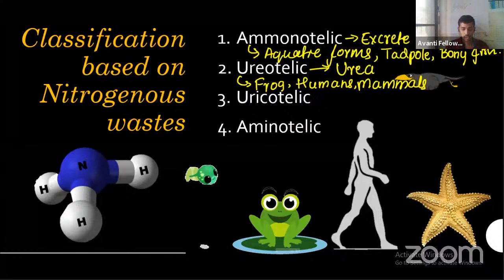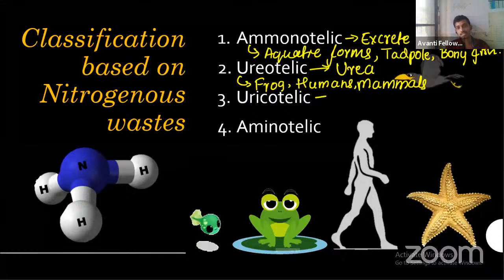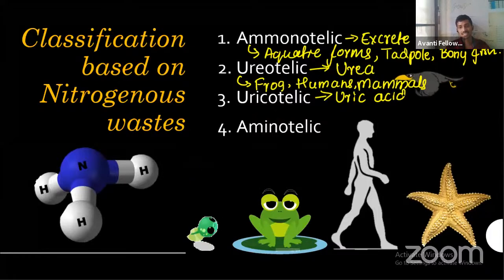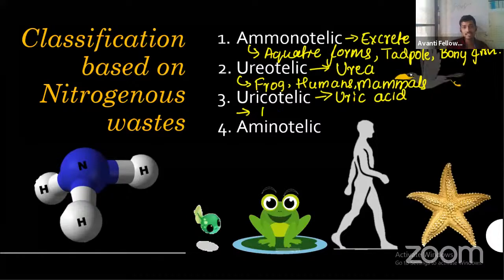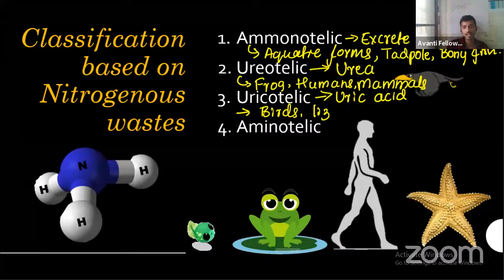Okay. Next one is uricotelic. That means these excrete in the form of uric acid. Okay, uric acid. So this needs comparatively very much less water. Correct, correct. These need very much less water than urea also. So where you can see that is in the birds, lizards, and some other reptiles.